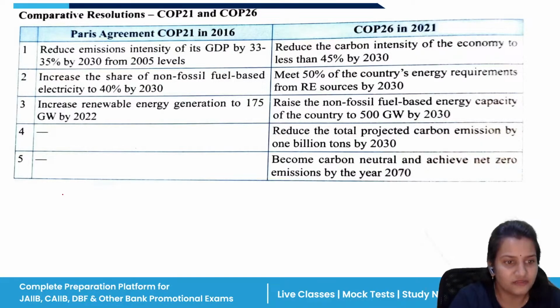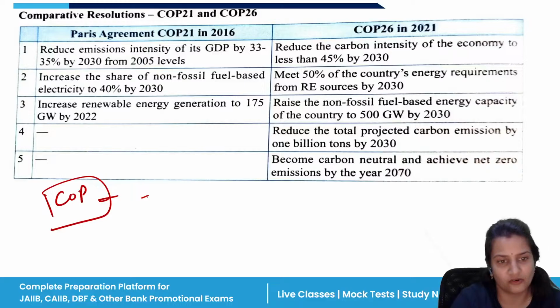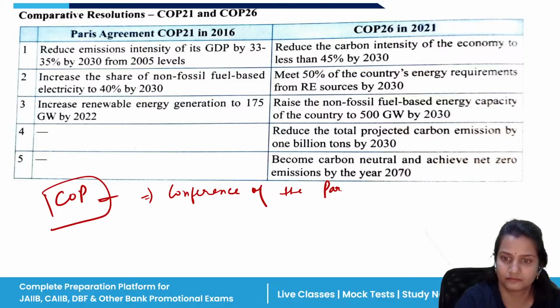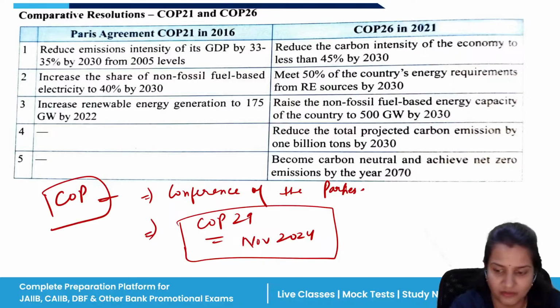Now, there is one term that is known as COP. Can anybody tell me what is COP? So COP basically means Conference of the Parties. Now, which COP was held latest? The latest, COP29, was held in November 2024. So this COP29 was held most recently.